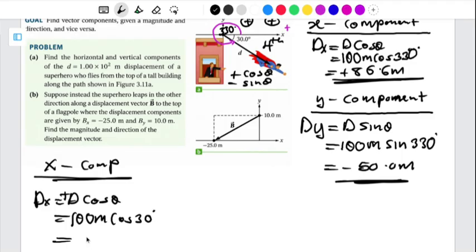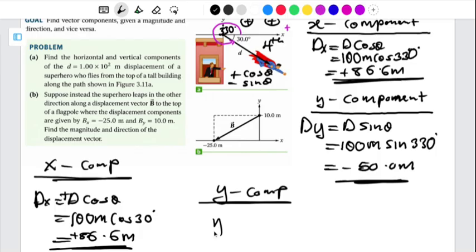Then this one is going to give me 86.6 meters, and this is positive. Then if you compare, we are getting the same answers. For the y component, dy is going to be equal to d. Remember, here we are going to include a negative. The reason is very simple: sine is negative in the fourth quadrant.